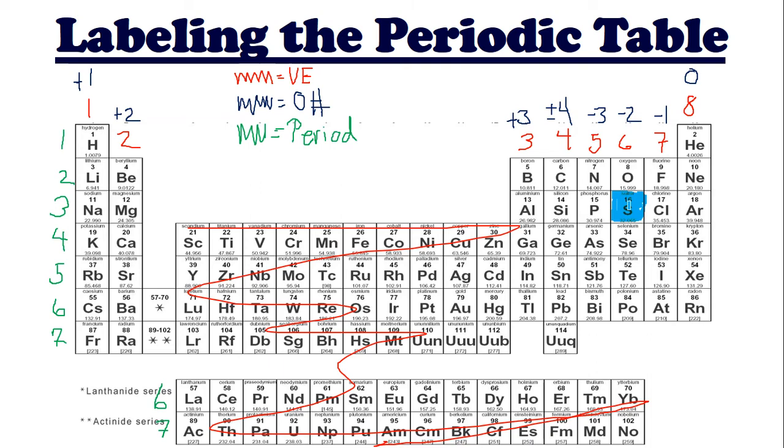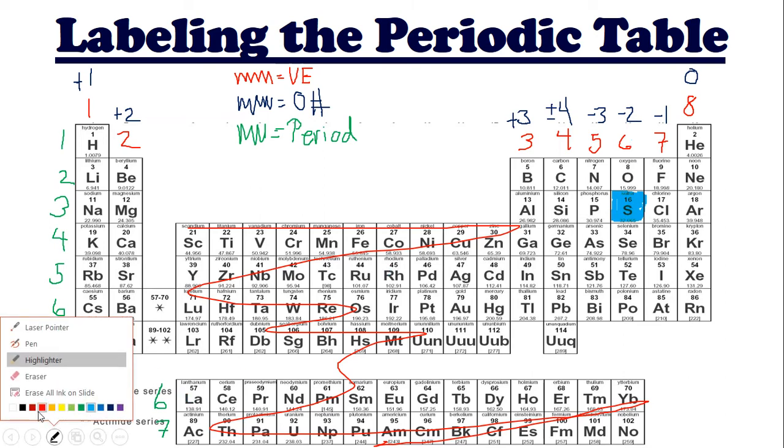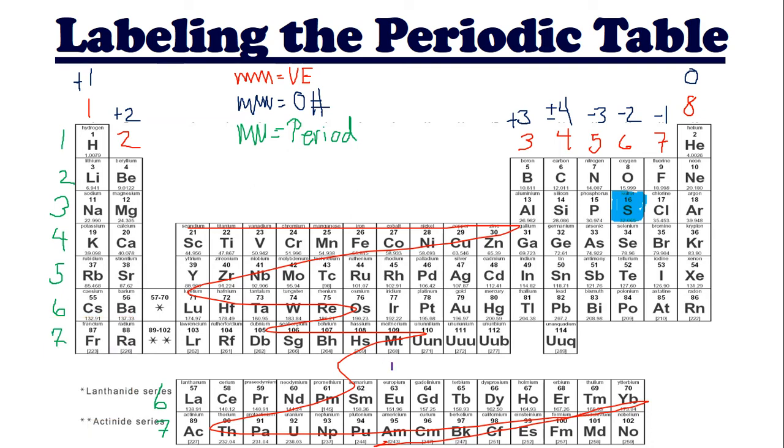Let's do this one more time. All right, sulfur, what is its oxidation number? Well, oxidation number is written in blue. Follow up, it's -2. Let's do one more. All right, I'm going to highlight it in purple.